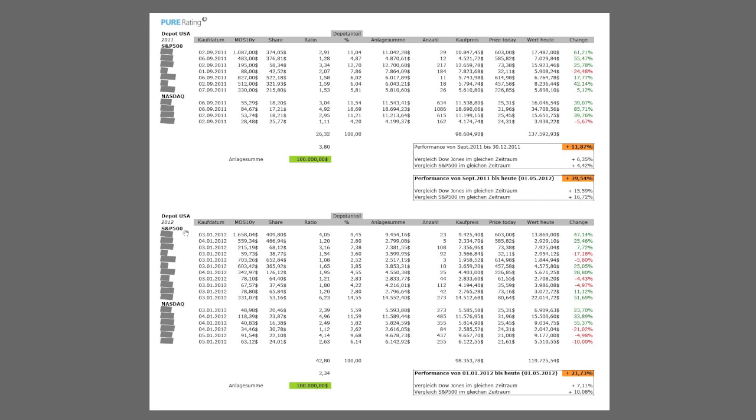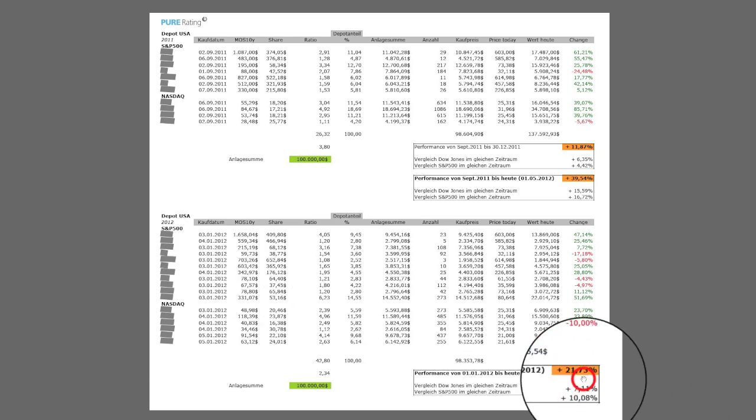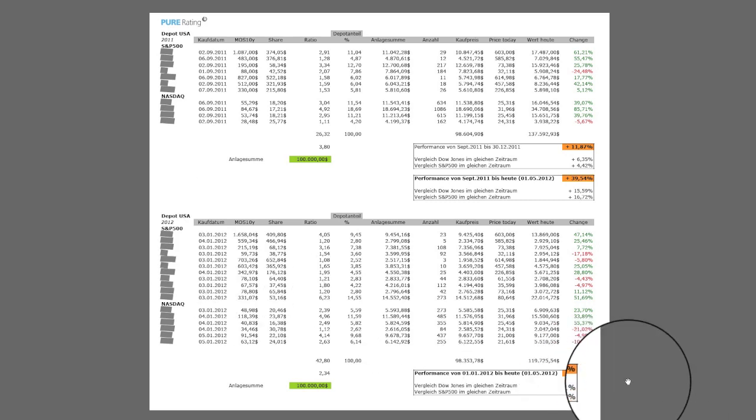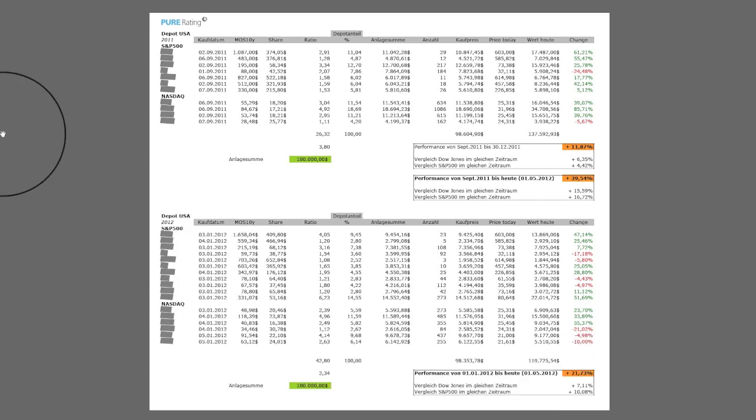Now, we started another US-based portfolio in January of 2012, and we generated 21.73% versus the Dow's 7.11%. And the SPOOs, that's actually what the floor traders call the S&P 500, increased by 10% that year.